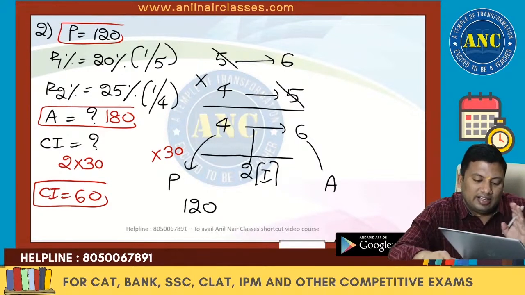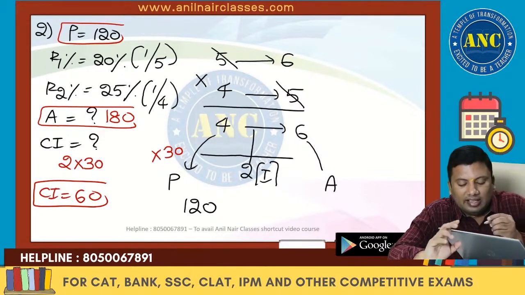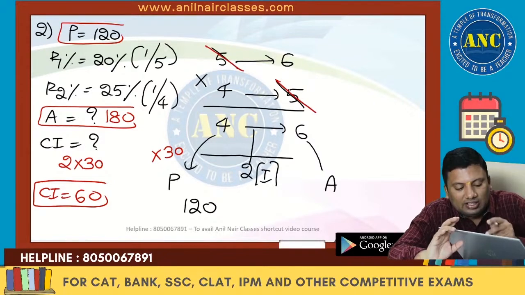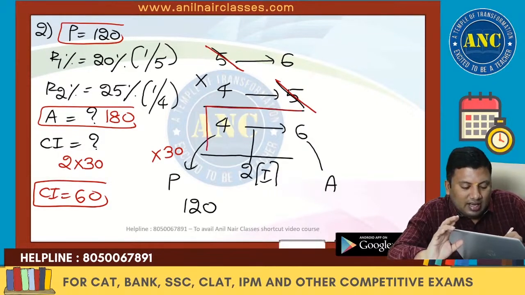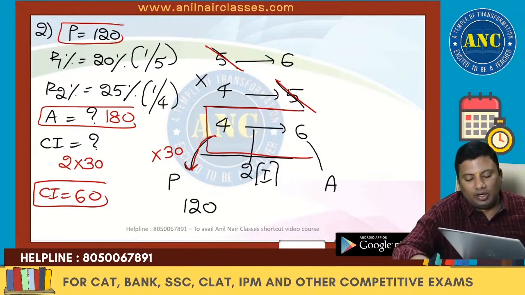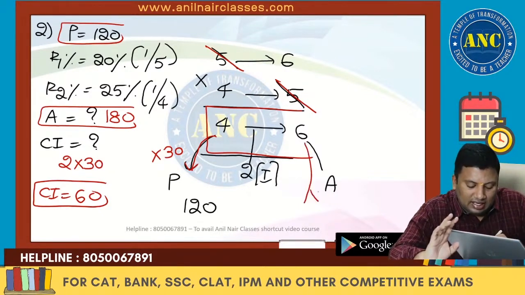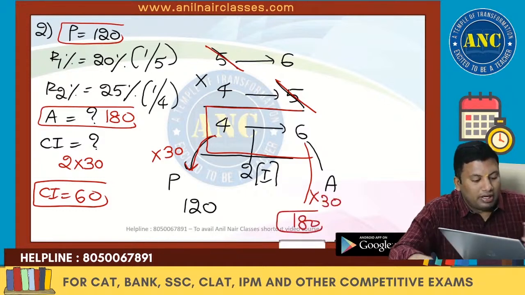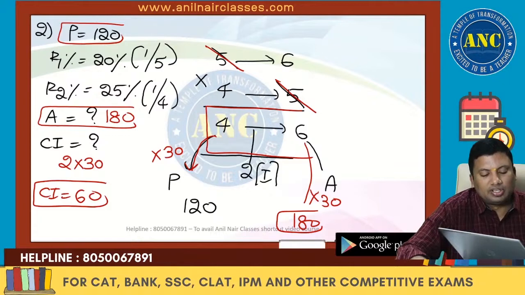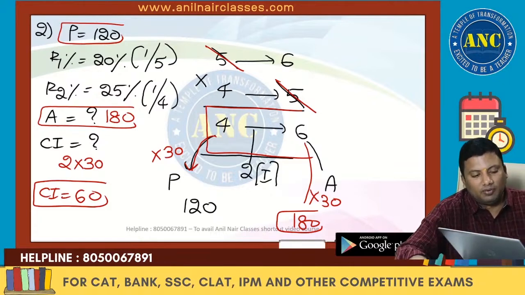5 one increase, it is 6. 4 one increase, it is 5. 4 is becoming 6. But according to the question, it is 120. 4 30s are 120. 6 30s are 180. So compound interest is nothing but 60, amount is nothing but 180.